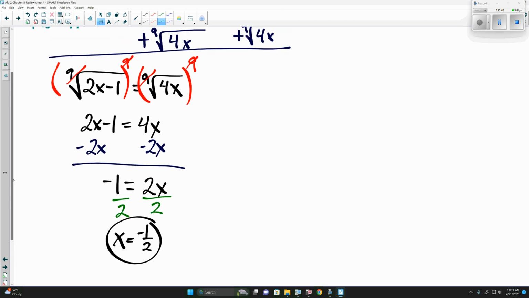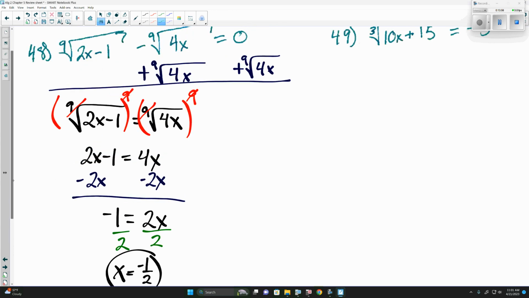Now, if we wanted to check it, we could plug it back in. It will tell us that this is the correct answer. That's all we have to do on these here. Any questions on 48?